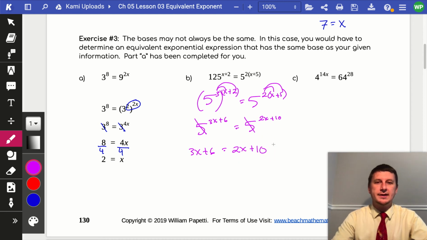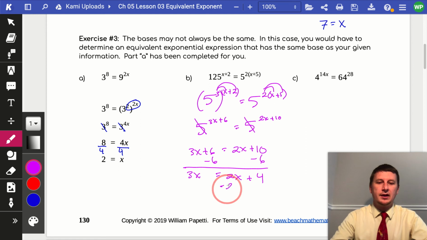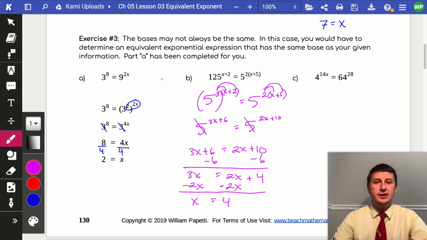Now I have a multi-step equation, which we should be experts at solving at this point in the year of algebra. So we're going to be subtracting 6 from both sides to get all of our constants on one side. I'll be left with 3x is equal to 2x plus 4. I'm going to move all of my variables, in this case x's, to the same side of the equation, and I'll be left with x is equal to 4. So the value of x that makes these two expressions equivalent to each other is 4.